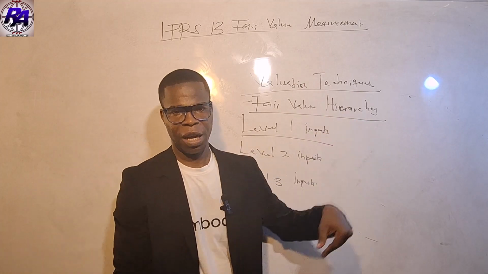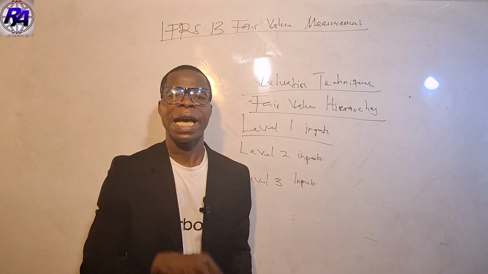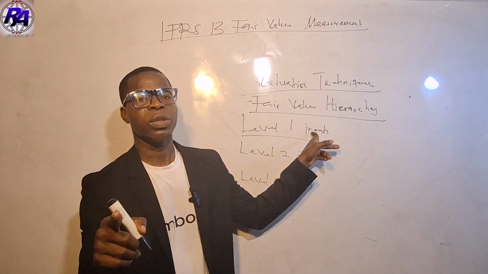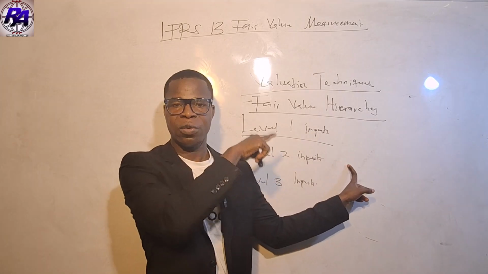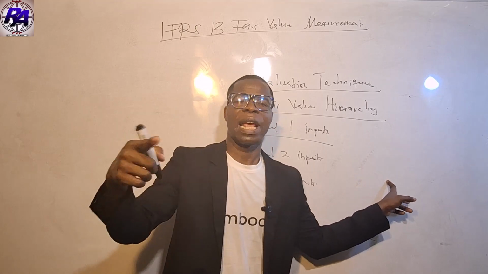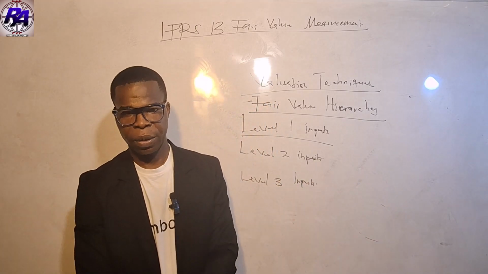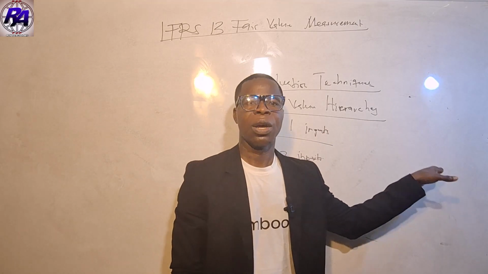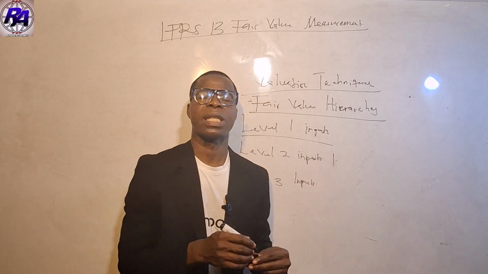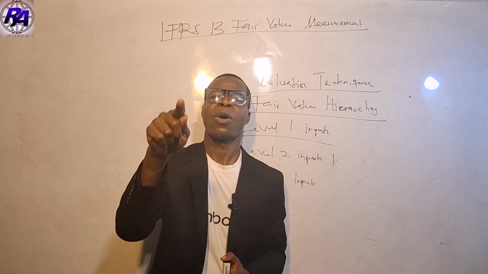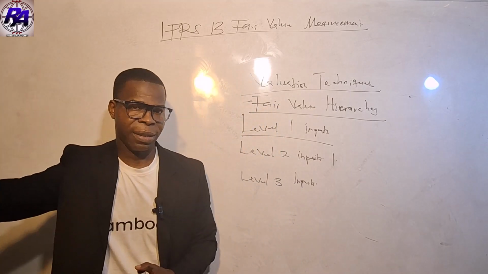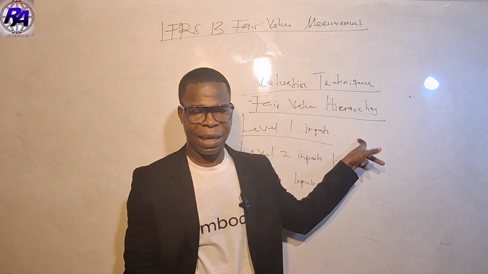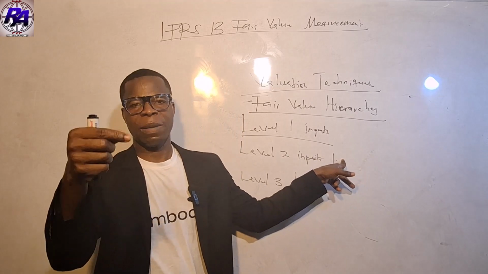But if these level one inputs are not available, then you go to level two input. Level two inputs are inputs other than the quoted prices in level one, which are observable for an asset or a liability, either directly or indirectly. A typical example of the level two input, listen to the statement very well, has to do with the quoted price of a similar asset or liability in an active market. Here it was an identical asset or liability for level one. Here it is the quoted price for a similar asset in an active market.